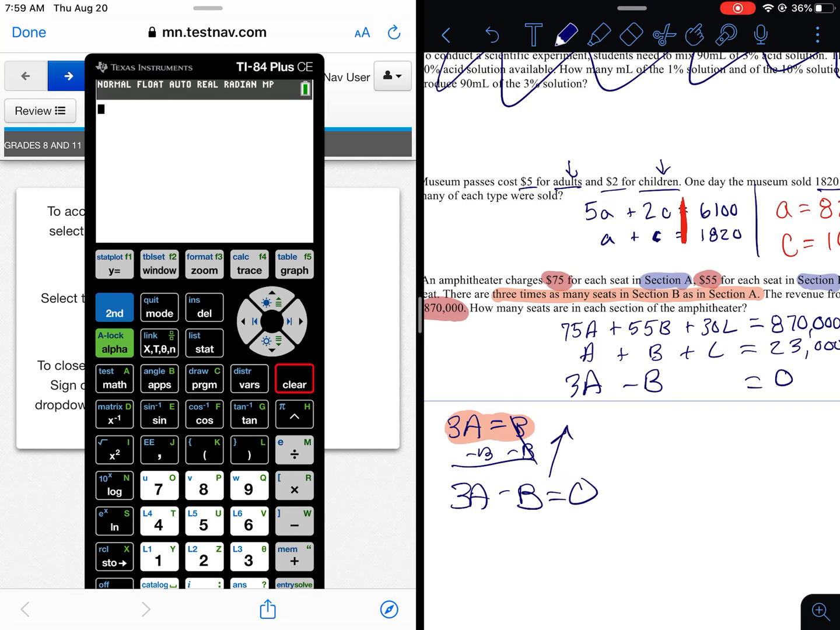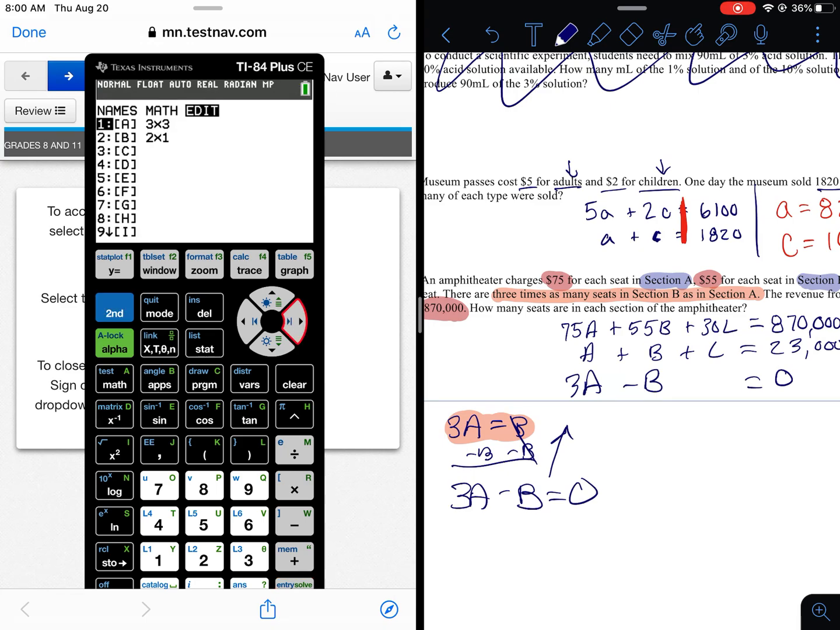So now I'm going to set up my matrices to find how many seats are in each section. So second matrix, go to edit. I do need to change this back to a 3 by 3 because I do have 3 variables and 3 equations, so 3 by 3. First one, 75, 55, 30, there you go, enter, and then I have 1, 1, 1, 1, 1, 1, and then the bottom one I have 3A, and then B is -1. Now I don't have a C, so I'll just leave it as 0. There's nothing there, so I'll leave it as 0.